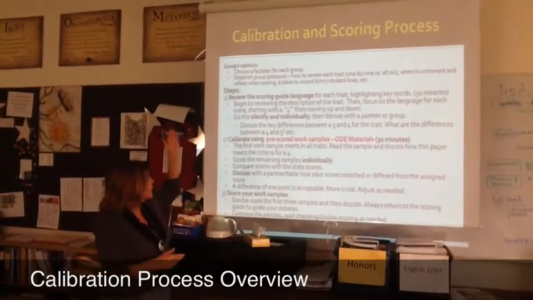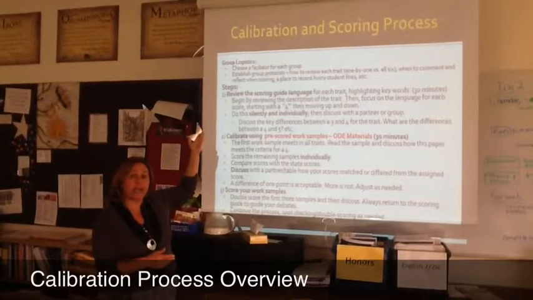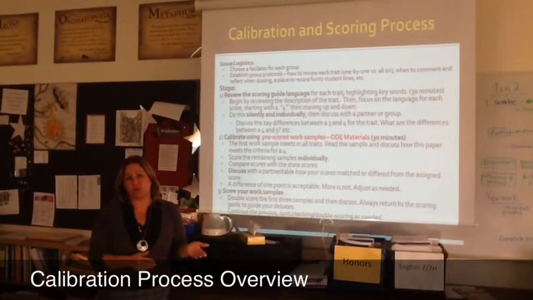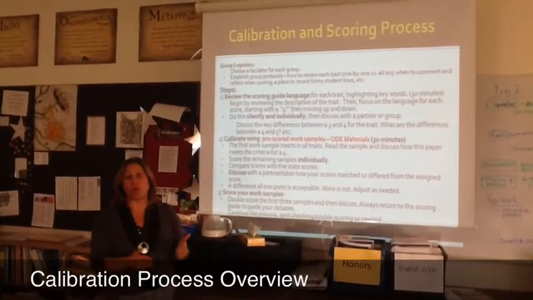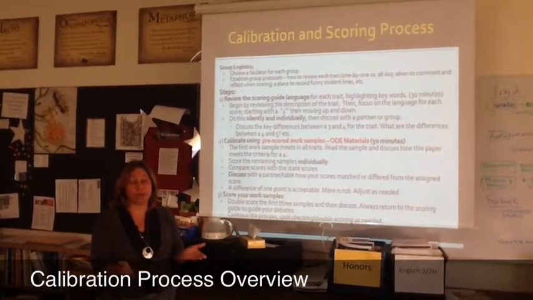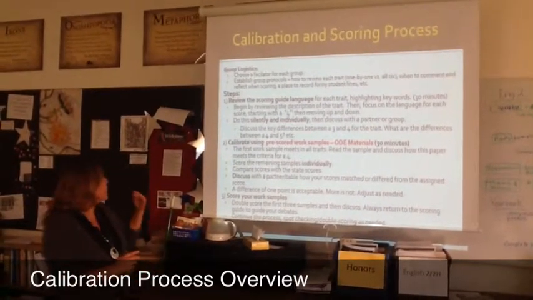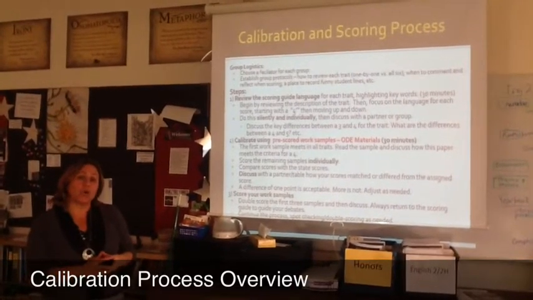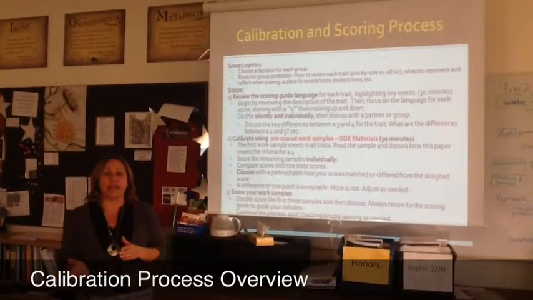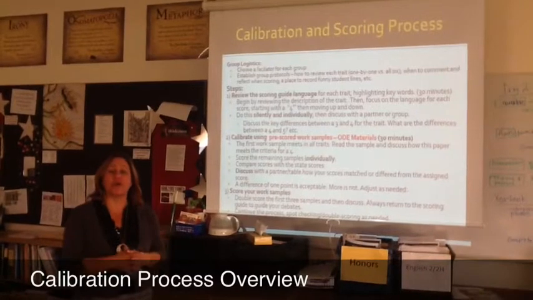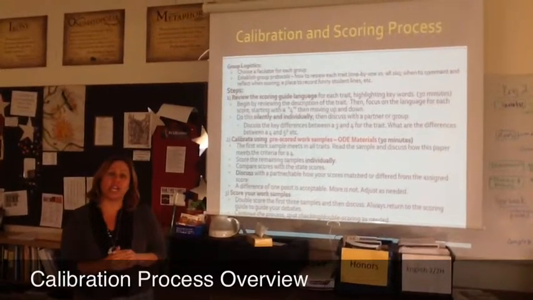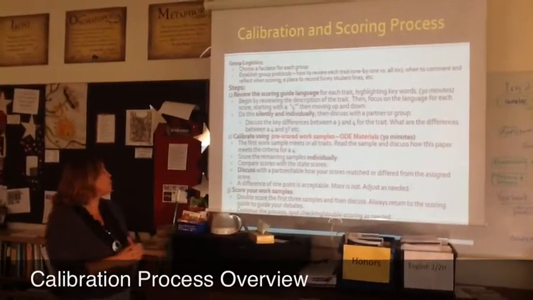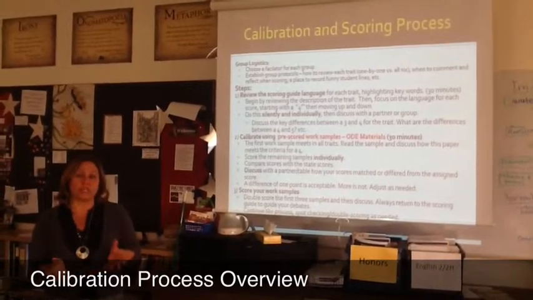The second step is looking at the scoring guide and reviewing the scoring guide trait by trait, whether it's reading or writing scoring that you're doing. The next thing you'll do is to calibrate using some pre-scored work samples that have been given to us from the Department of Education. Next, you will score your own work samples.